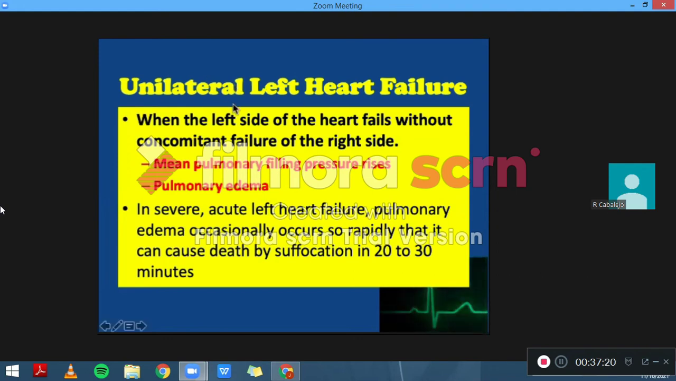It's just that the MI is very large, such that the LA pressure cannot accommodate the sudden increase in pressure and the sudden drop of your cardiac output. That's why pulmonary edema would develop very suddenly.